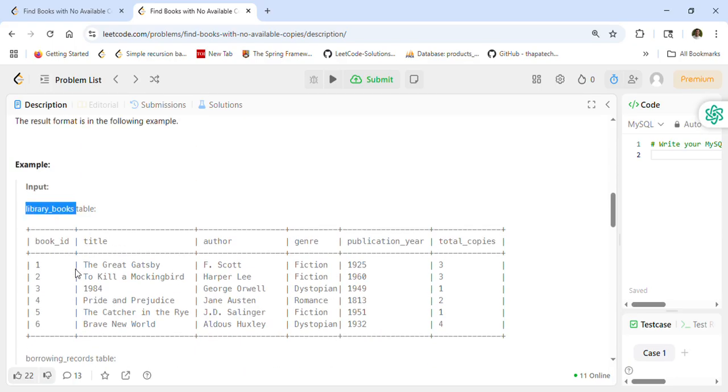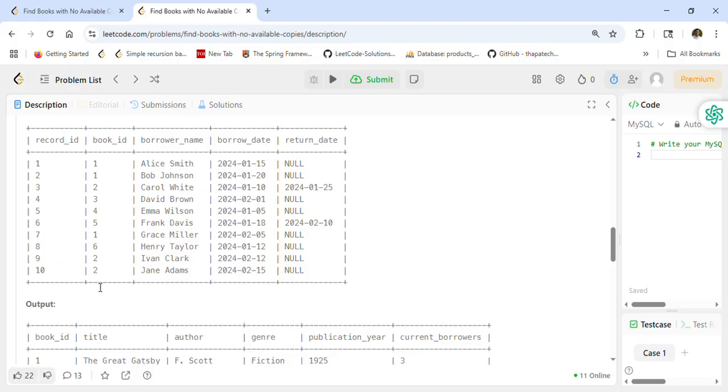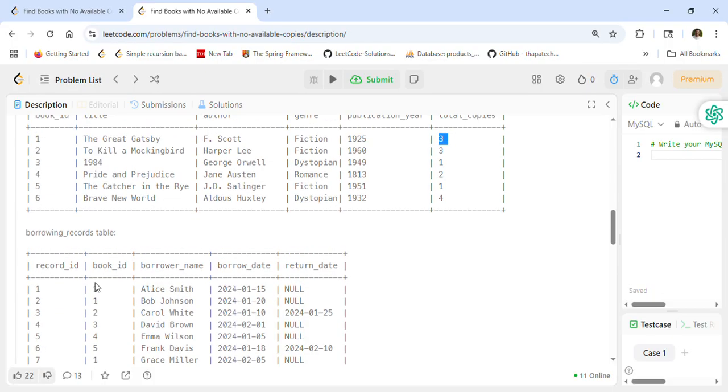This is the library books table. It has 6 books, as you can see, and they have also given us how many total copies of each book there are. And here is the borrowing records table that shows who borrowed the book and when, and if they have returned it, then the return date will be available.